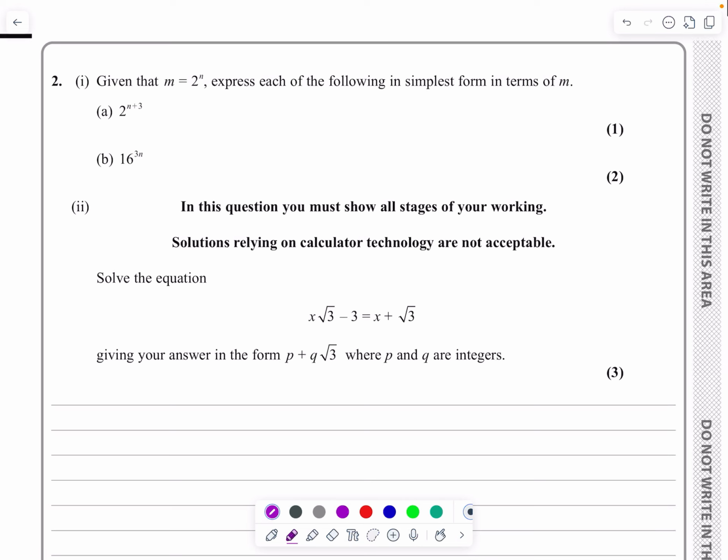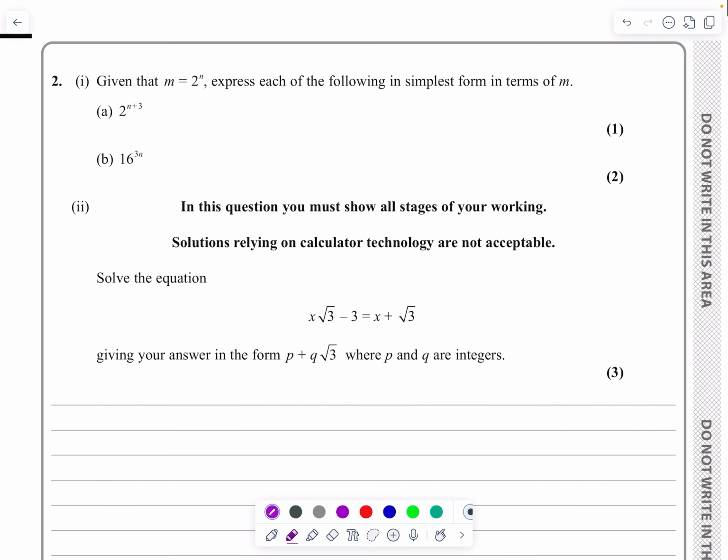Okay, this is the P1 paper from June 2024. It's question number 2, and this is an indices question, from index laws, indices from chapter 1, algebraic expressions. Let's have a look at these.